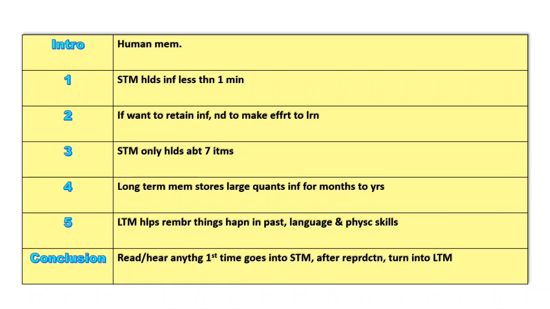Now, let's look at long-term memory. This memory is very powerful. It stores information for months, even for years, and it can store large quantities of information. Our long-term memory helps us to remember events and things that happened in the past. It helps us to remember language and how to use and understand words. And it also helps us to remember physical skills, how to swim, and ride a bicycle. In conclusion, if you read or hear anything for the first time, it goes into short-term memory, and after reproduction of that information, it is turned into a long-term memory.